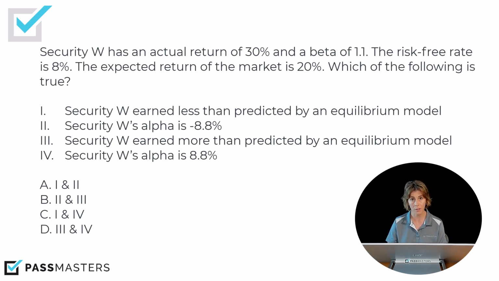So our choices on this question: Roman numeral 1, security W earned less than predicted by an equilibrium model. Well, that is false. It earned more than was predicted. 2, security W's alpha is negative 8.8. False. So it's not 1 and it's not 2. 3, security W earned more than predicted by an equilibrium model. That is true. And security W's alpha is 8.8. So the correct answer is Roman numerals 3 and 4.